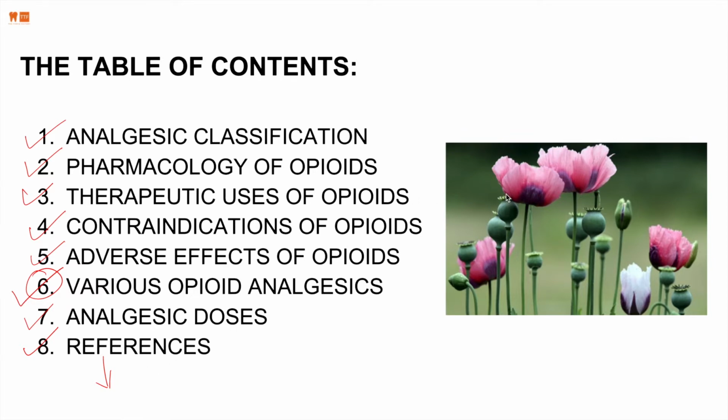A little fun fact to warm up the lecture today: this flower is called opium, and as we could tell, opium creates what we call opioids, primarily grown in Afghanistan, by the way.